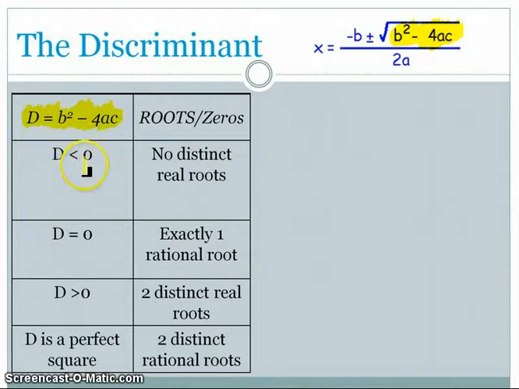So let's look at some different cases here. Now imagine that the discriminant is negative. Well, what happens when you put a negative under a radical? You're going to have no distinct real roots. Okay? So if I don't have any real roots, because I can't take the square root of a negative, then that means I'm going to have two imaginary roots.